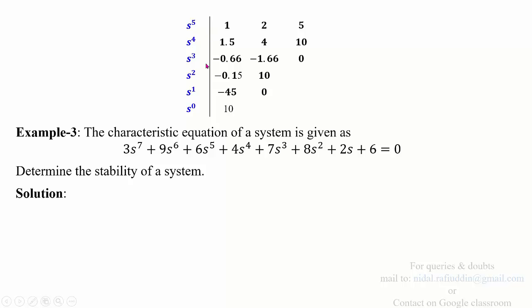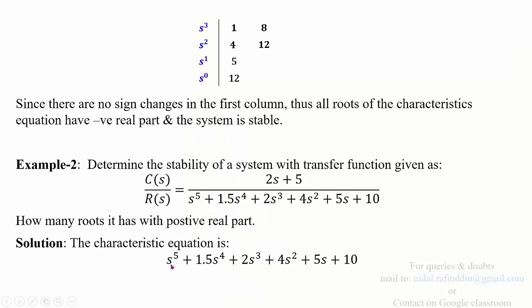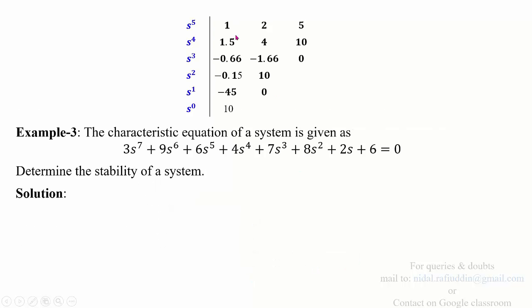So starting with the first rows, you have 1, 1.5, 2, 4, 5, 10. And then using these two rows to evaluate subsequent rows, you have 1.5 multiplied by 2 minus 4 into 1, divided by 1.5, which gives you minus 0.66. So the first thing that you conclude from here is the system is going to be unstable because there is a sign change already observed in the third row.